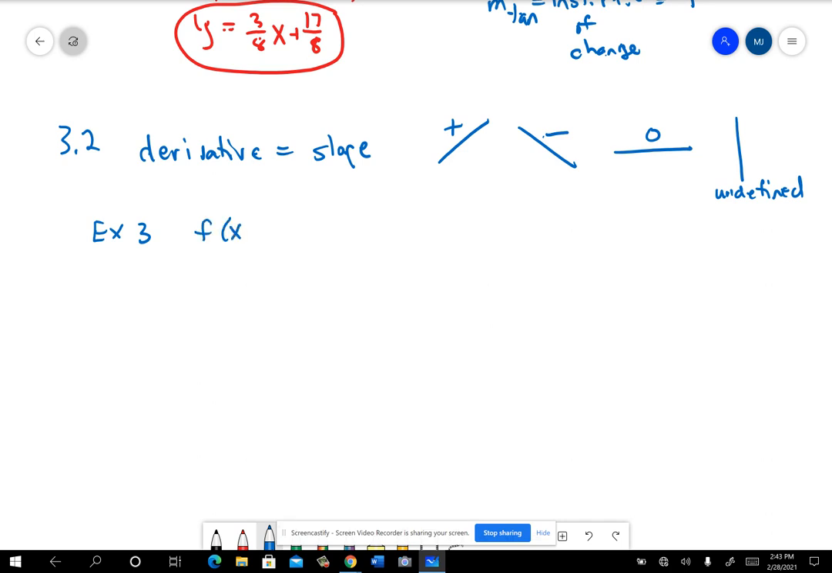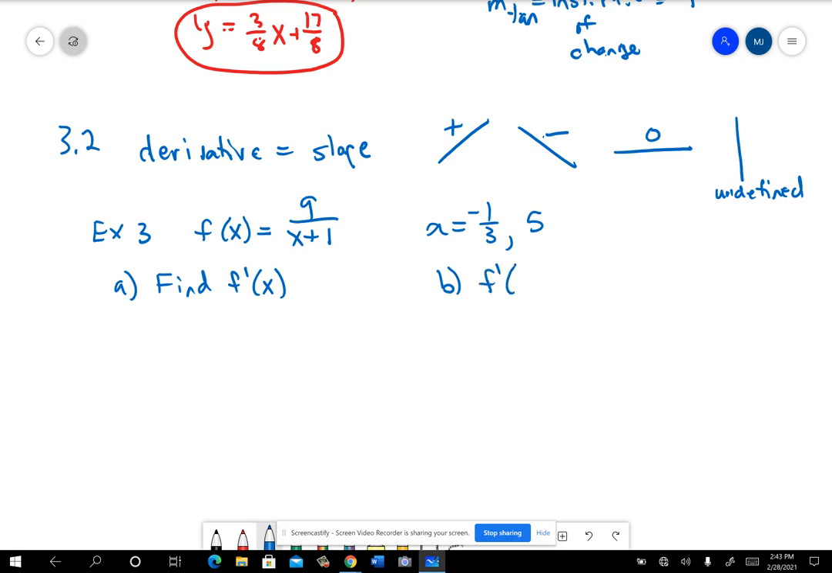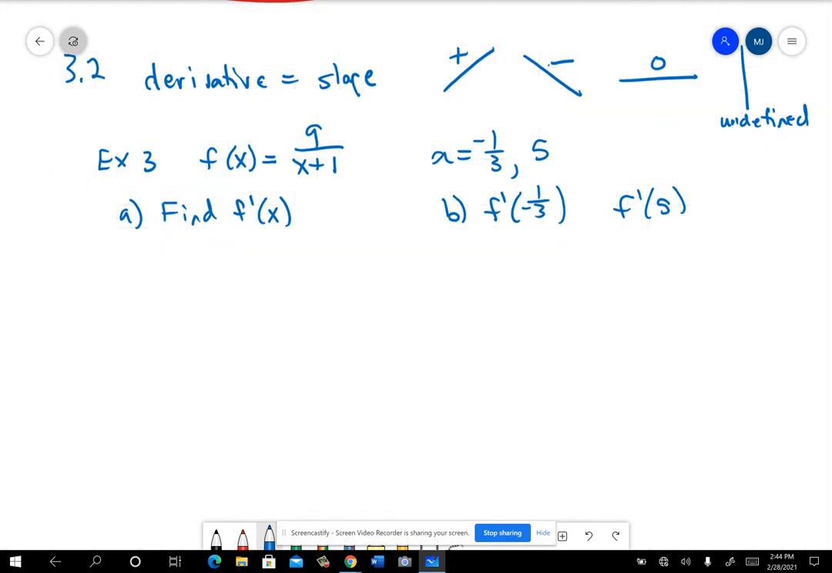So f of x on this one was equal to 9 over x plus 1. And then the various specific locations. This is not an ordered pair. This is an a of negative 1/3 and then an a of 5. So in part A, we're going to find f prime of x. And then once we do, on B, we'll figure out what's f prime at negative 1/3, and then we'll do f prime at 5. That's the concept. So that was one major difference.